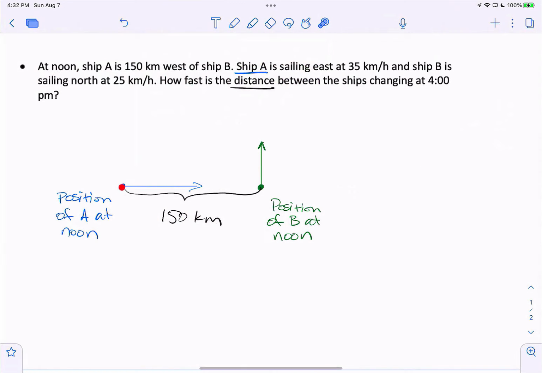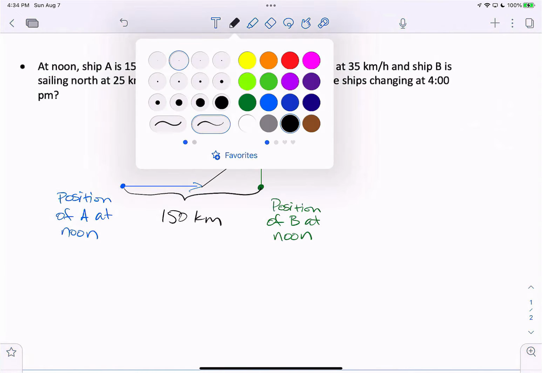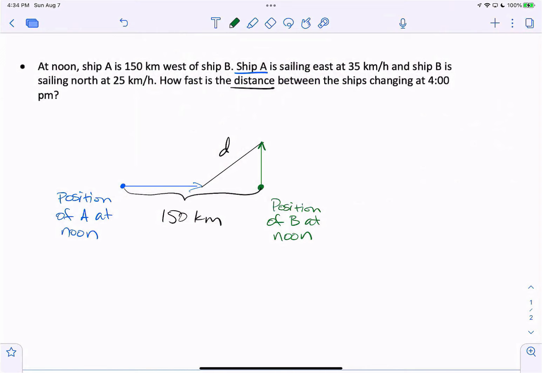We might be tempted to think it's this 150 kilometers, but as A moves and as B moves, that's not the distance between the ships anymore. What we're actually after is the distance between the tips of the arrows, essentially. That's the distance that's changing. I'm going to call that D. And then I'm going to call the distance that B has moved, well, B. And I'll call the distance that A has moved, A.